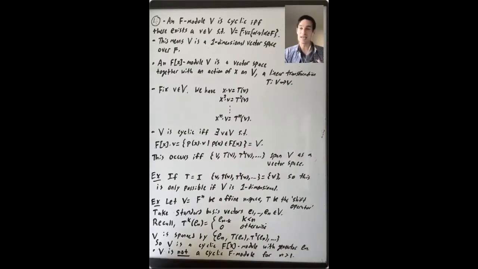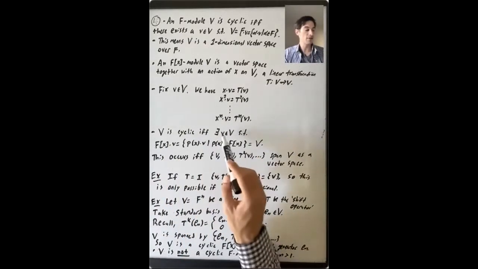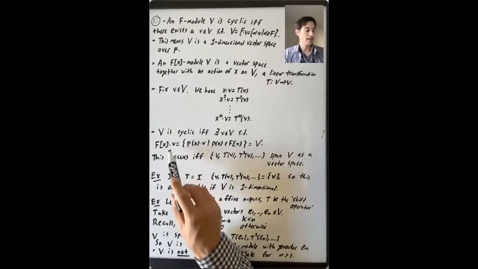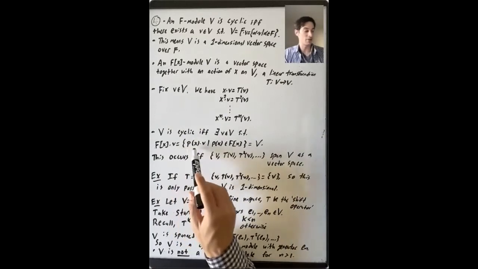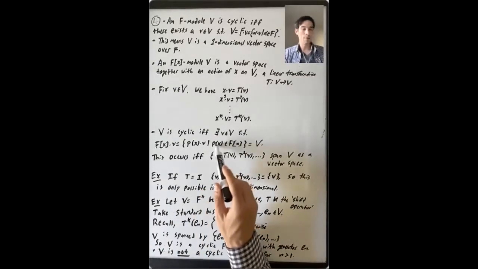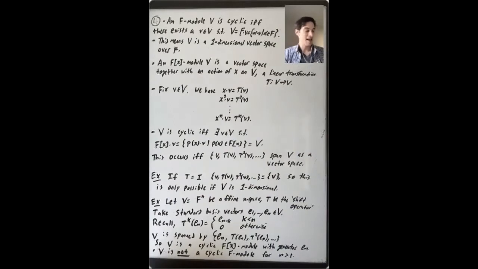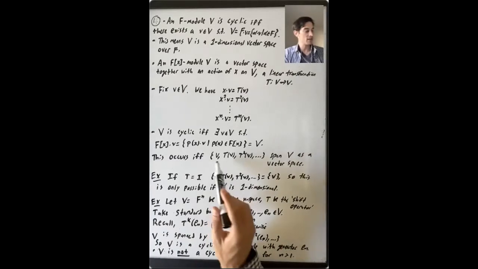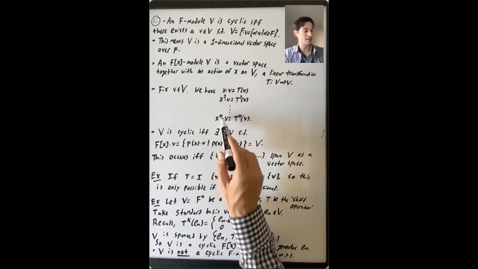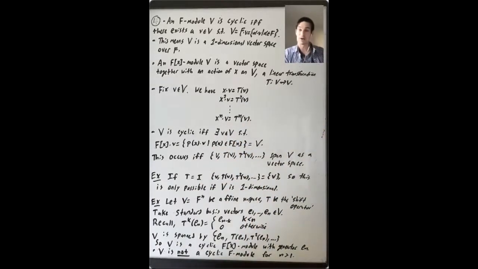So when is V a cyclic F bracket X module? Well, V is cyclic if and only if there's some vector in your vector space such that V is equal to f of x times v. So it's the set of all things of the form some polynomial times v. But what are polynomials? They're finite F-linear combinations of powers of x. So you have this infinite set of vectors, v, x times v, x squared times v, x to the n times v, and so on, arbitrarily large powers.